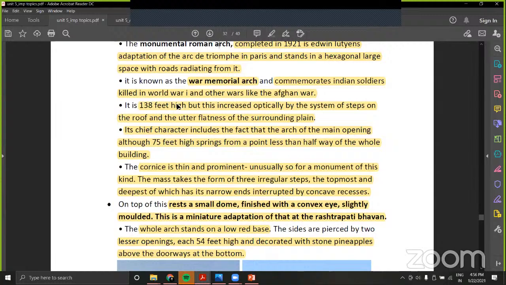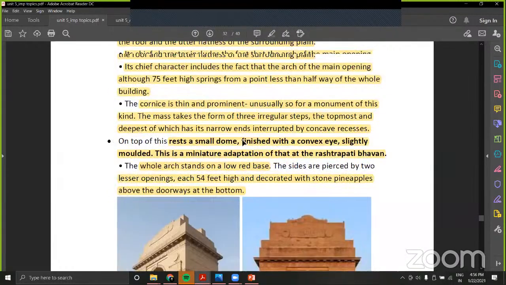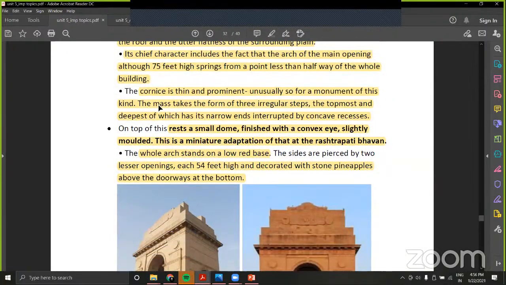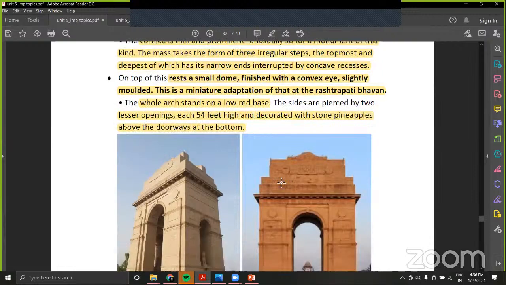So it is 138 feet in height, but this height is increased optically by a system of steps on the roof and the utter flatness of the surrounding plain. The cornice is thin and prominently unused for a monument of this kind. The mass takes the form of three receding shapes, the topmost and deepest of which is interrupted by the cornice. On top of the rest is a small dome, finished with a convex eye, slightly molded. This is a miniature adaptation of the Rashtrapati Bhavan.